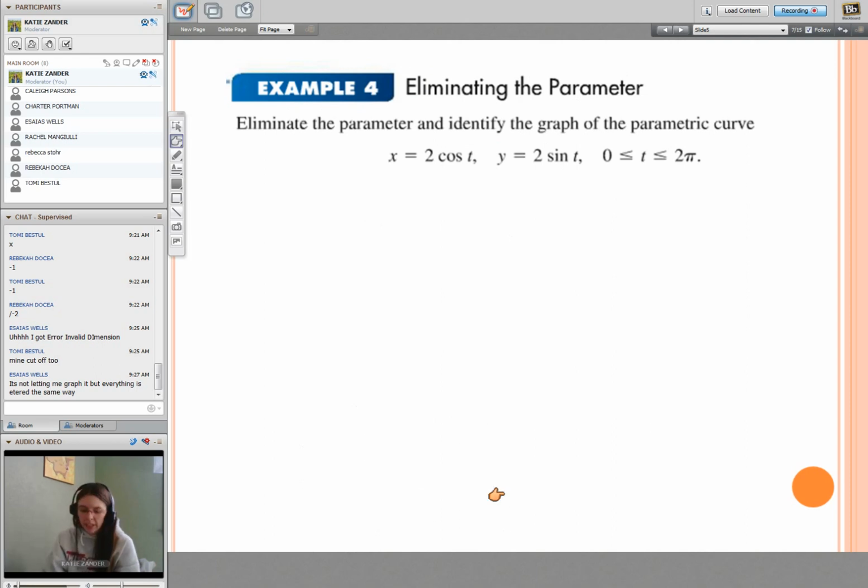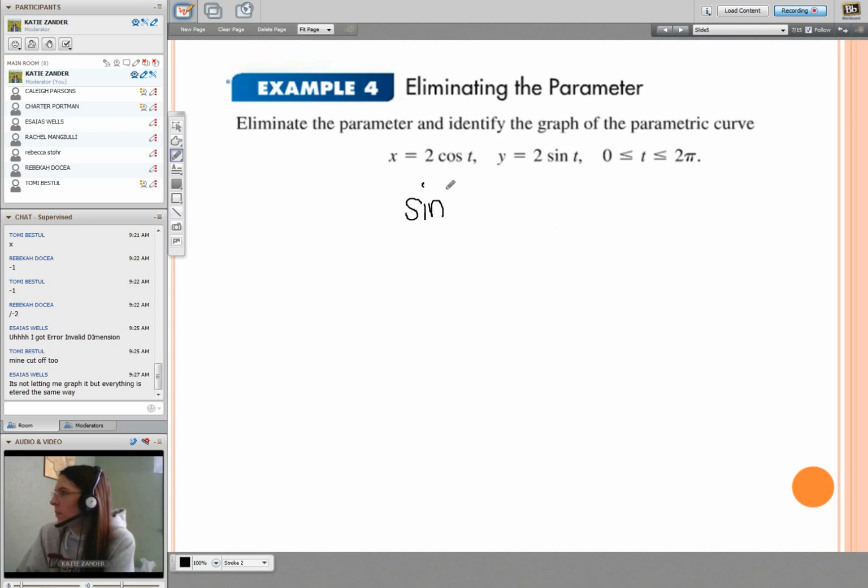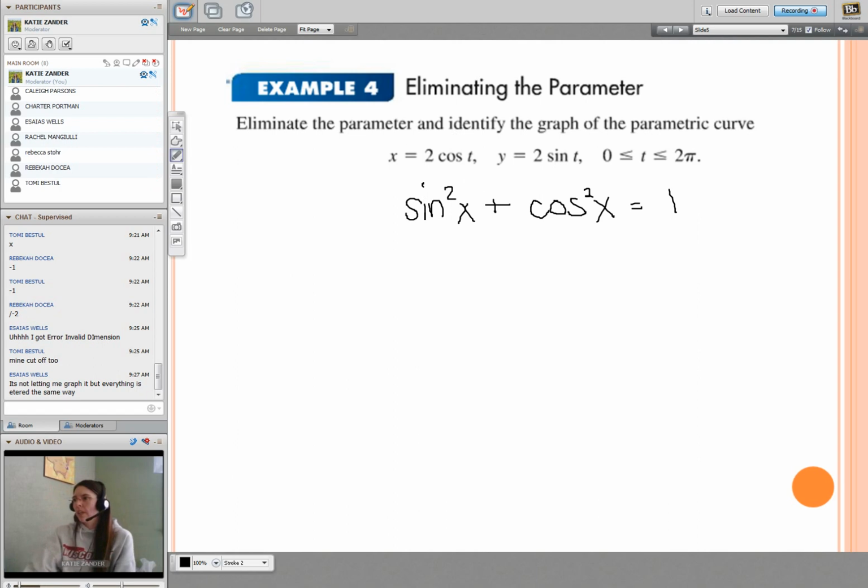Oh, well, speaking of trig, how we eliminate the parameter with trigonometry is we try to relate it back to our Pythagorean identity. Now, the most basic Pythagorean identity that we know is sine squared plus cosine squared equals 1, right? So we're actually going to use that same rule to try to help us convert and eliminate the parameter here.